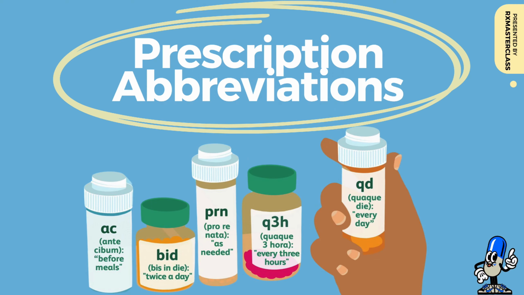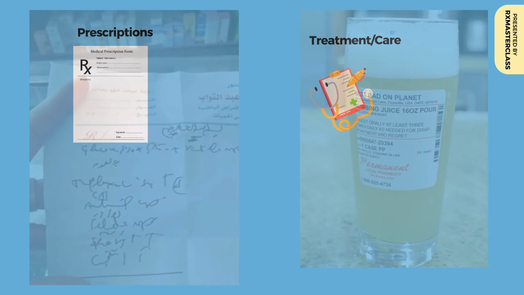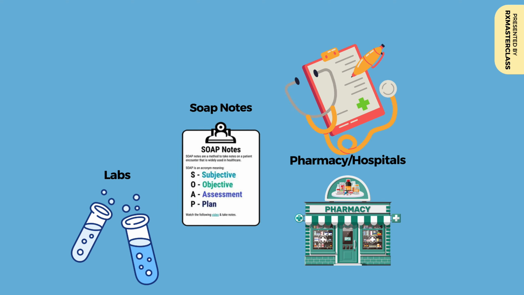In this video, we'll be reviewing prescription and medical abbreviations. If you're a healthcare professional, chances are the first time you saw a prescription, it may have looked like this. But don't worry, because after this video, you'll be a pro and able to process prescriptions like these. These abbreviations are usually seen on prescriptions. They could be seen on SOAP notes, in labs, treatment and care plans, and in pharmacies and hospitals. Now let's get into it.